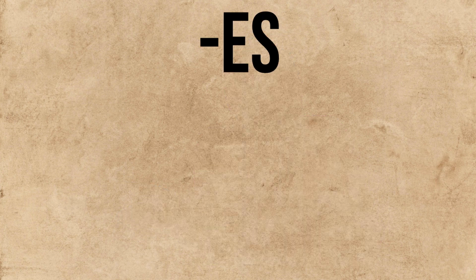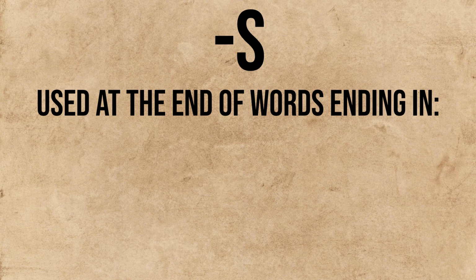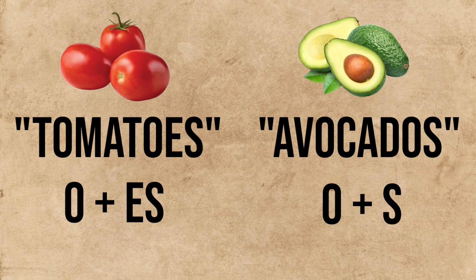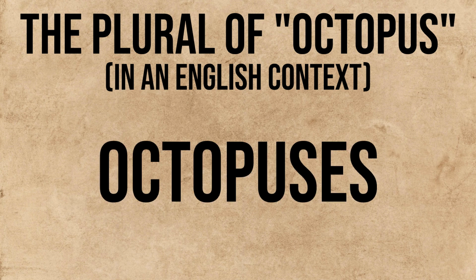But when do you use each of these? Es is known to be used on words that end with s, sh, ch, x, or z. S is pretty much used on any other word. Of course, like with every grammatical rule, there are some weird variations, like how tomatoes is spelled with an es, but how avocados is often just spelled with an s despite roughly ending with the same spelling. With that, the plural of octopus using an English suffix would indeed be octopuses.